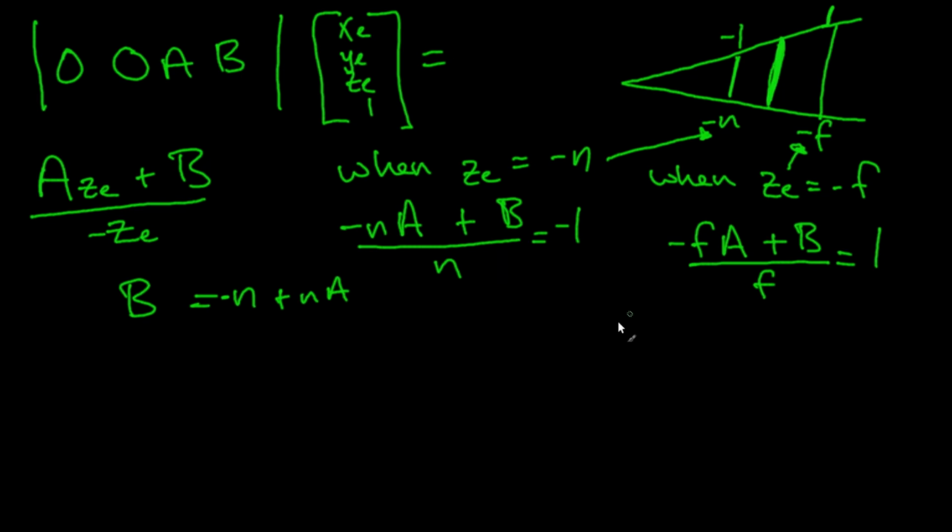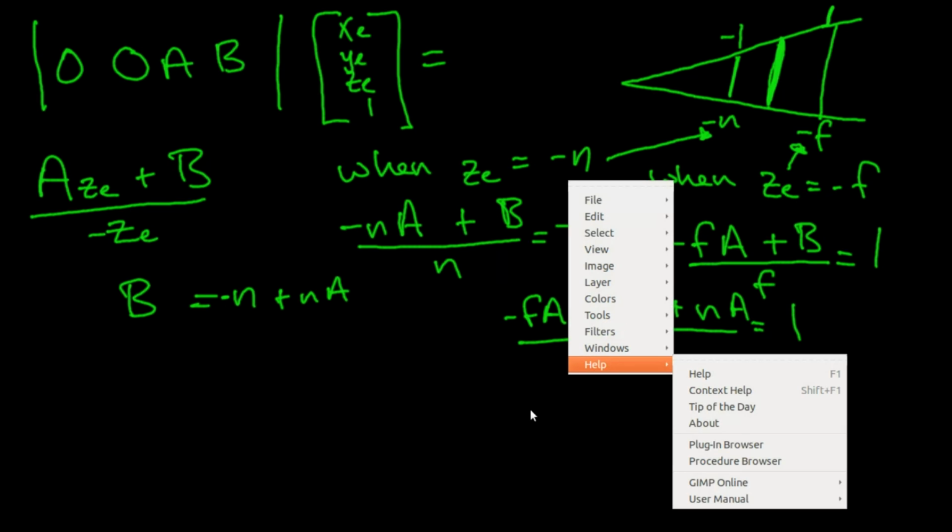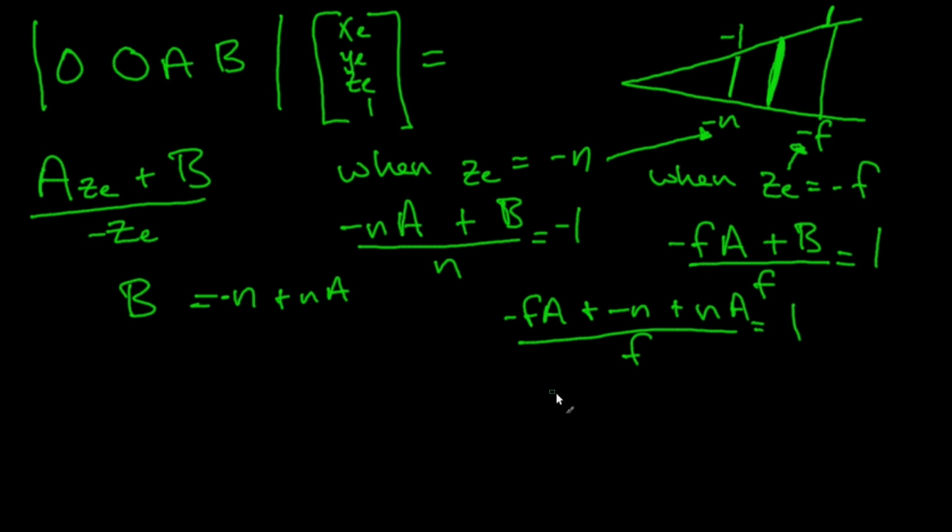Now, going back over here, let's do negative f times a plus, and here's the definition of b, so we can swap in negative n plus na, all over f, which gives us 1 on the right-hand side. Okay, let's simplify this. If we multiply both sides by f, we'll have f on the right-hand side. And what else do we have stray here? We've got a negative n right here. Let's add n to both sides. That will throw that on there.